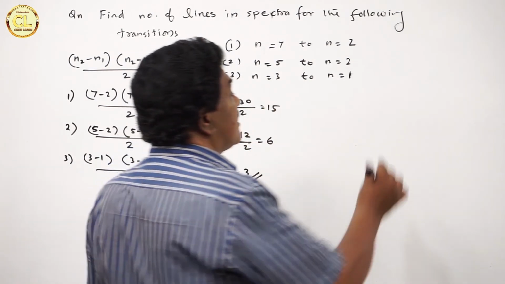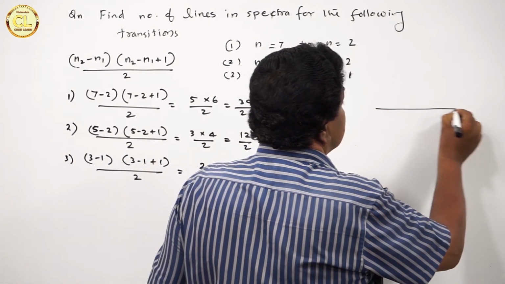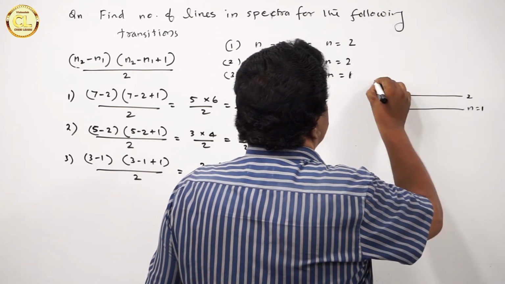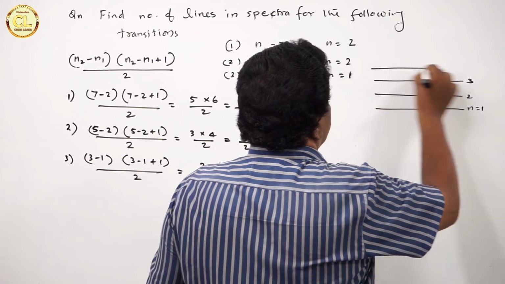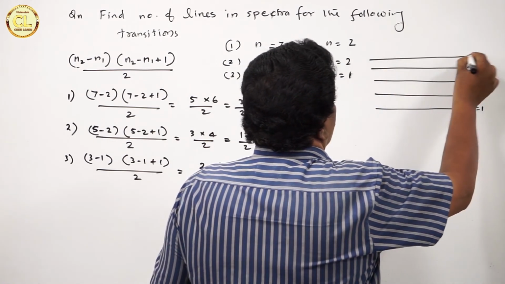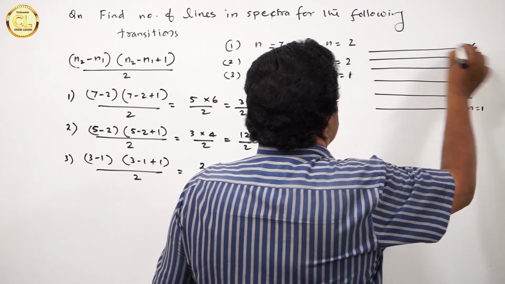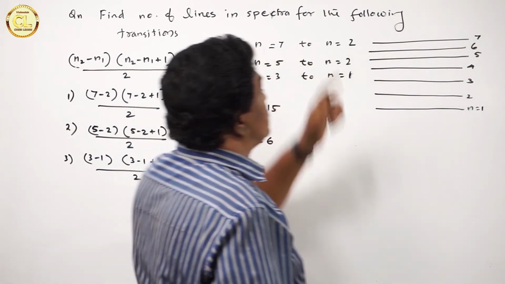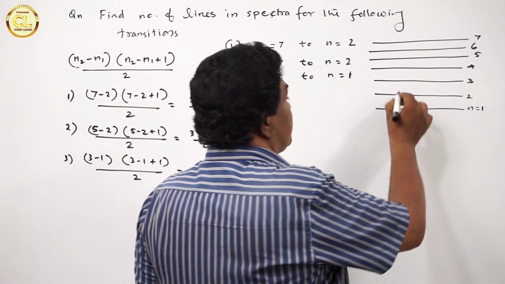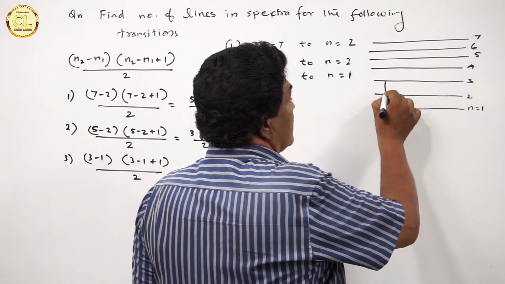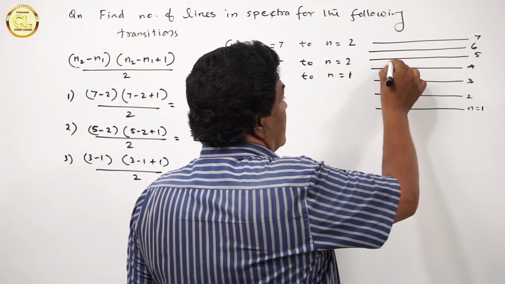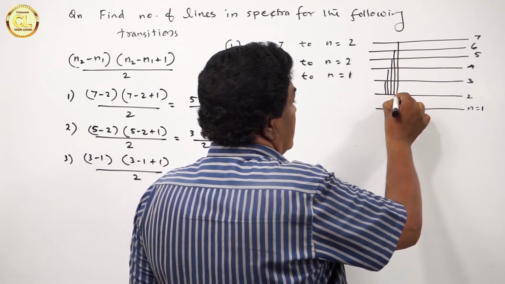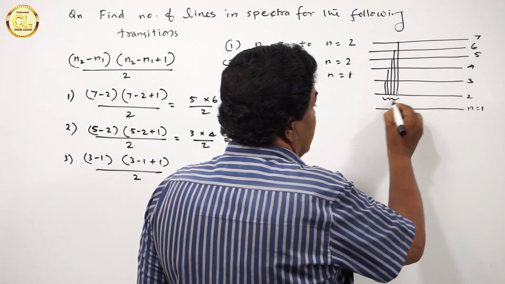Let us check whether they are correct or not. See, this is n is equal to 1, 2, 3, 4, 5, 6, 7. Consider this transition 7 to 2. So 5 lines are produced.